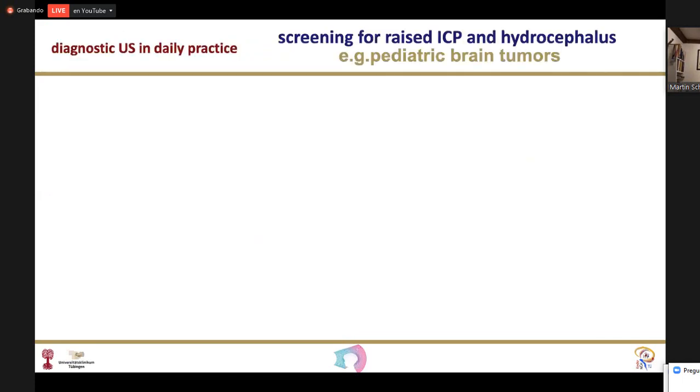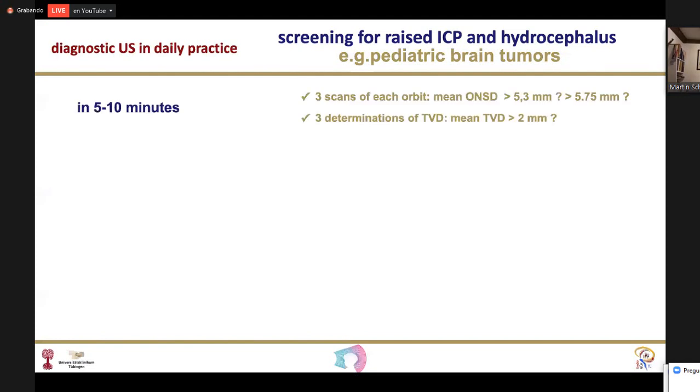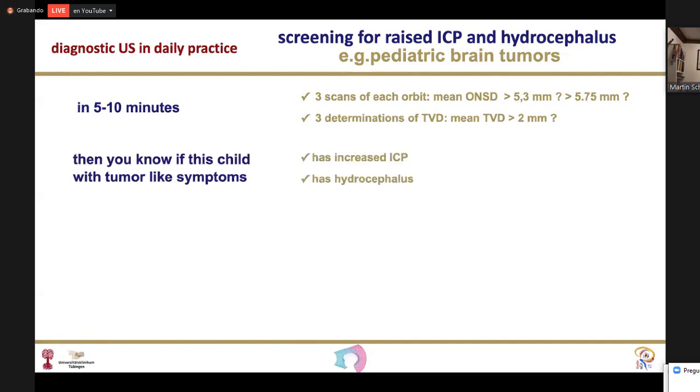So we come back now to our initial question that we need something to screen for raised ICP in hydrocephalus, for example, for a child which comes in with the question, does it have a brain tumor, yes or no? So in 5 minutes, you do 3 scans of the orbit and check if your ONSD is above 5.3. You do 3 determinations of TVD, and if the mean is above 2 millimeters, you know that this child with tumor-like symptoms has an increased ICP and has hydrocephalus after 10 minutes. And then you do your emergent MRI scan.